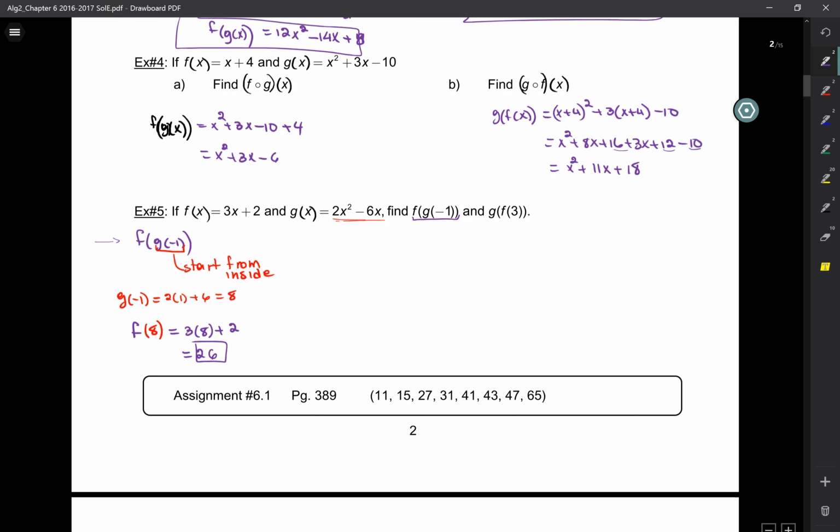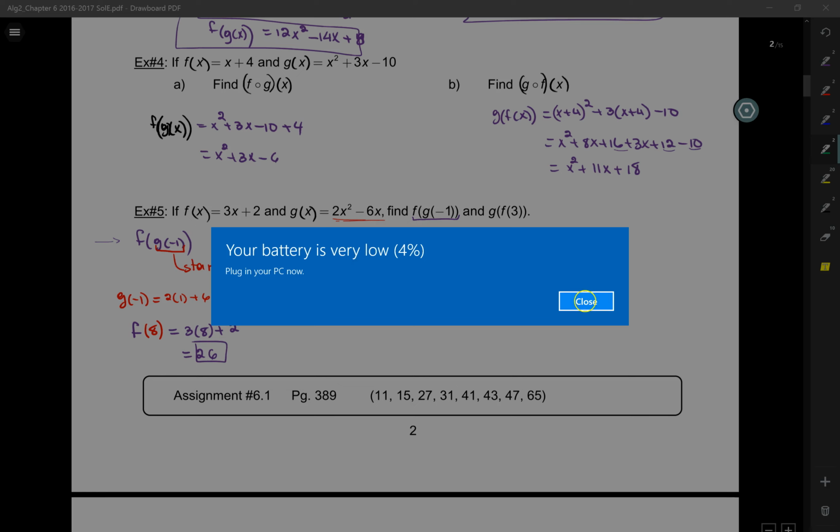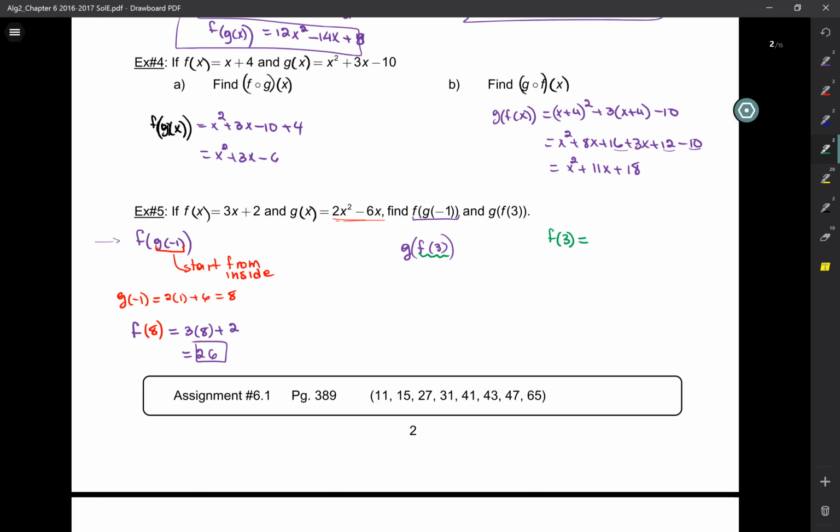So the next one says to find g of f of 3. Now, what's the inside one? F of 3. So let's just find f of 3 first. Where is my f of x? What's f of x? 3x plus 2. So what's f of 3? 11. Does everybody agree with that? Yes, f of 3 is 11.